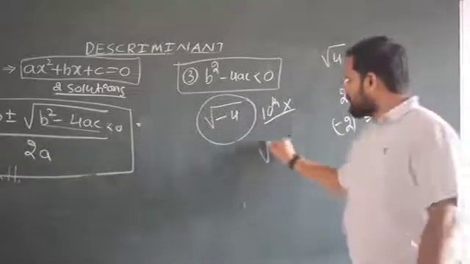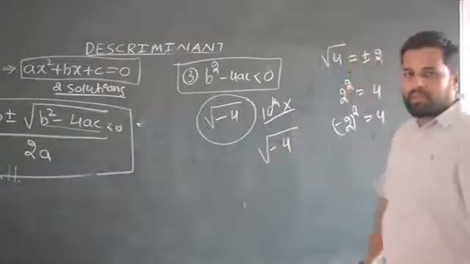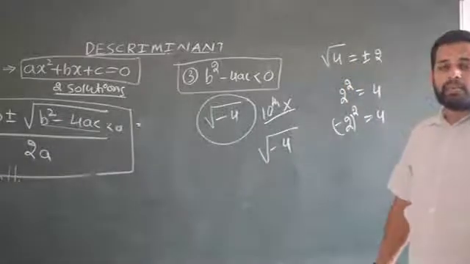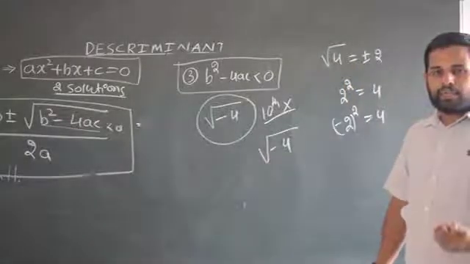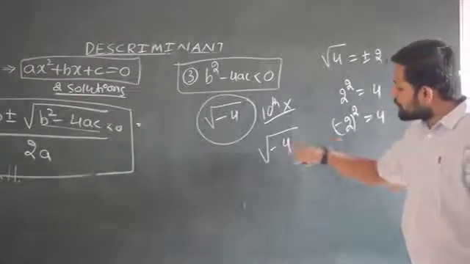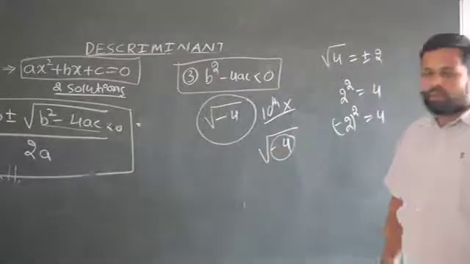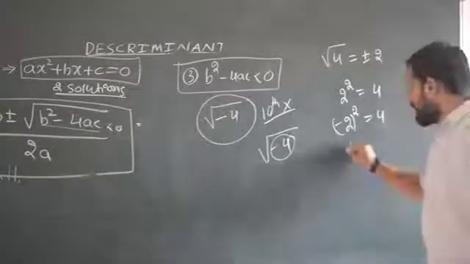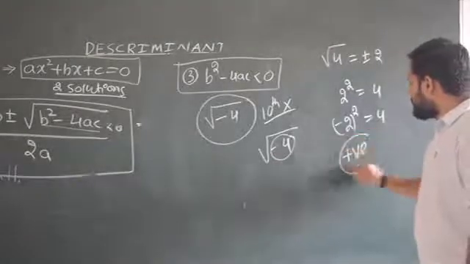And how about this, under root minus 4? Are we having any negative square? No, we are not going to have that. For example, what do you have to square so that you get the answer minus 4? Whatever square you are doing, that square should become a positive number only.